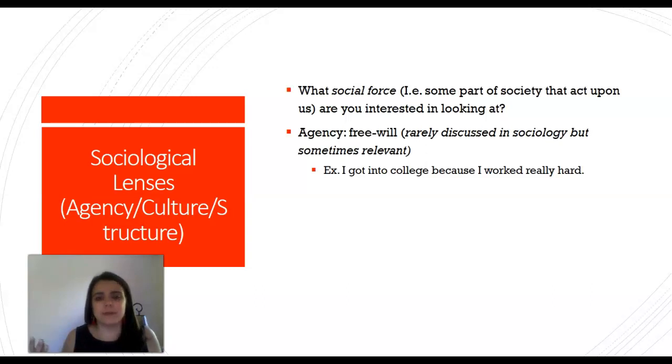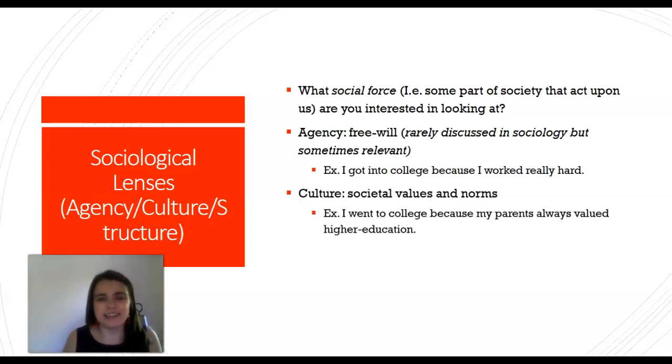So an example of a statement where agency would be highlighted is this example here. I got into college because I worked really hard, right? So I got into college not because anyone helped me or because I'm privileged in some way, but because I just worked really hard. I wanted it, I did it. Okay? We can contrast that to taking a cultural view of society.